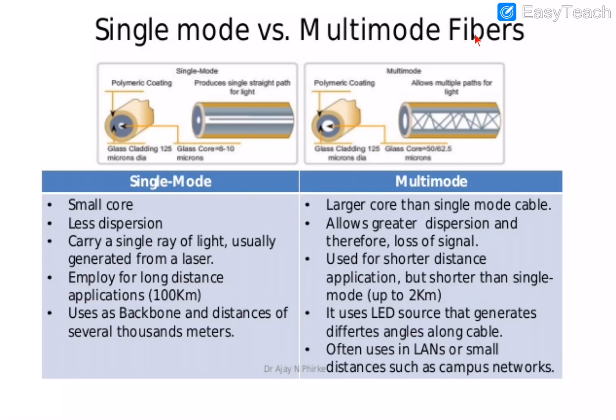So now the single mode fiber and the multi mode fiber. For single mode fiber, the core is small, less dispersion, carries a single ray of light usually generated from a laser, employed for long distance application. On the other hand, for multi-mode propagation, the size of the core is larger than the single mode cable, allows greater dispersion, and therefore the loss in the signal is more. Used for short distance application, usually up to 2 kilometers, and the LED is used as a source.